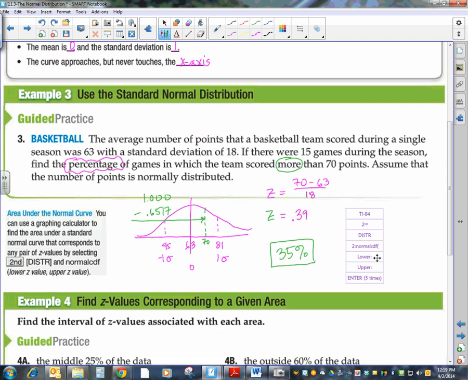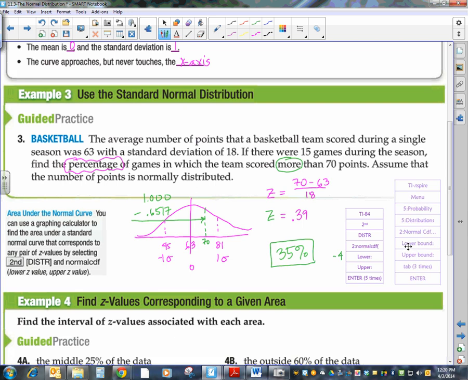Okay, the lower bound, when you work these problems, if you're going all the way to the end, is going to be -4 because that's what we don't want to stop at 3. We're going to go all the way to -4. So you type in your lower bound of -4, hit enter, type in your upper bound, which is 0.39, and then hit enter 5 times. And the calculator gave you a rounded number of 0.6517. Okay, again, subtract from 1 and you'll get 35%.